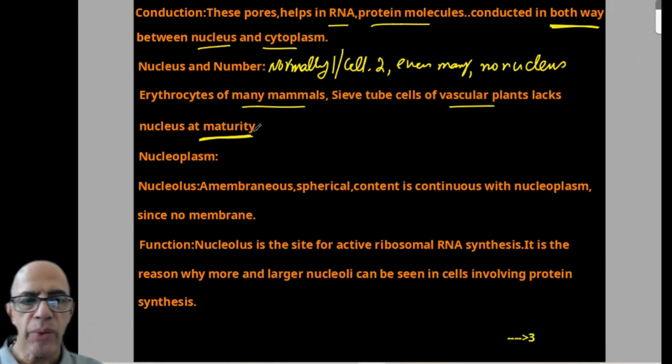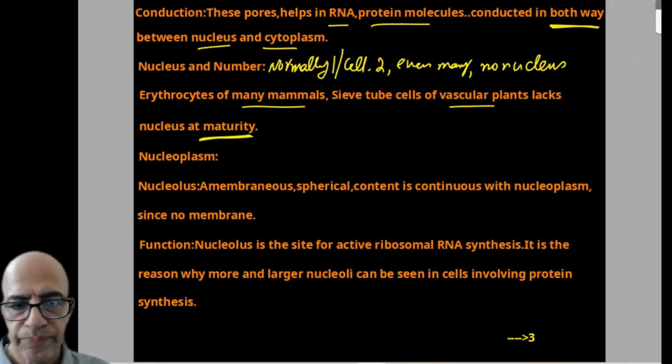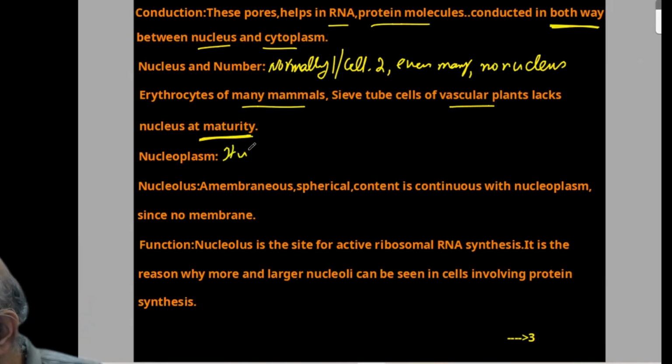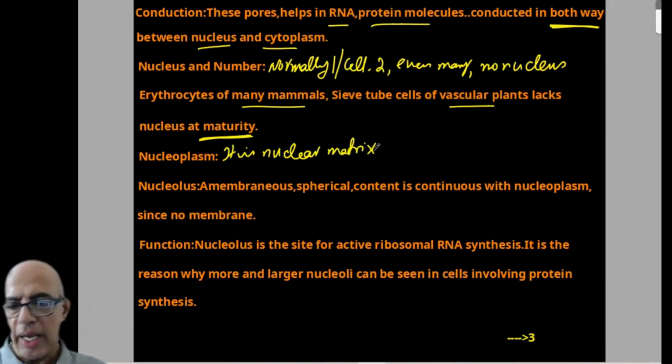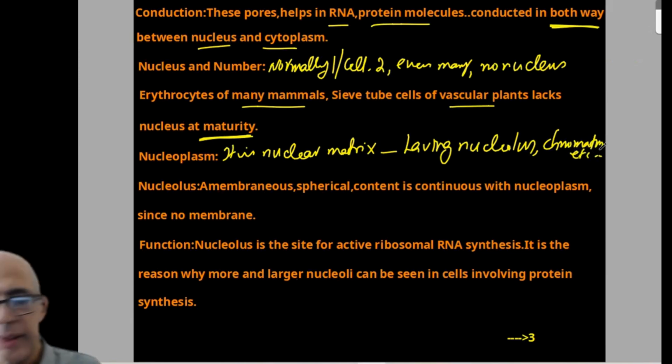Important: cells without nucleus. Now comes the nucleoplasm. It is the nuclear matrix inside the nucleus. And what content does it possess? It possesses the nucleolus, then chromatin, etc. These are the main contents.